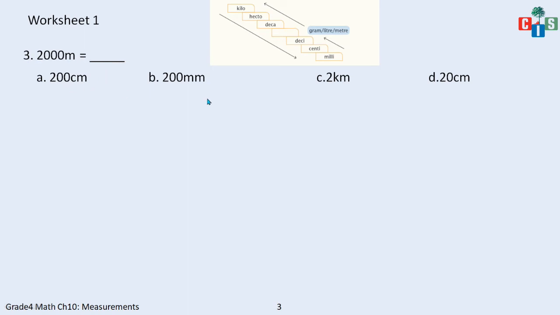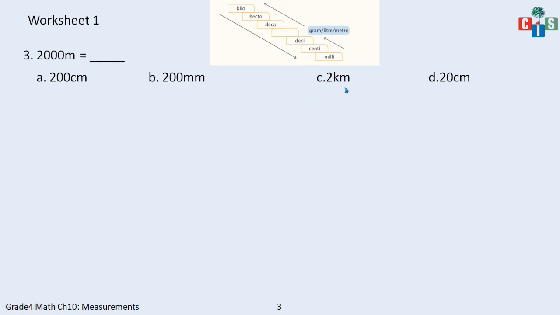Let's check out all the options possible. The first option is 200 centimeter. Meter to centimeter, you are moving downwards, that's why you will multiply. 2000 multiplied by 100 will give me 2 lakh. So 2000 meter will be 2 lakh centimeters. So this centimeter option is not right. Again let me see where the centimeter is. This is the centimeter, so 2 lakh should be the answer. So this is also not the right option.